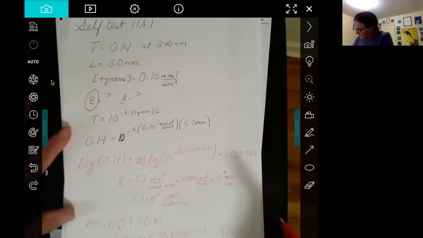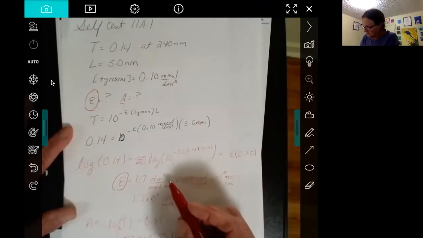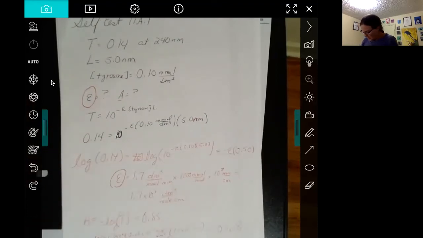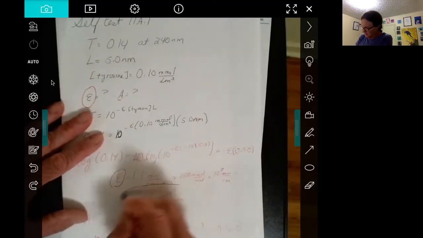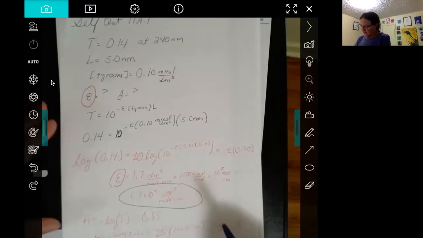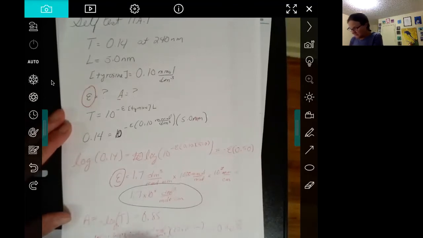I solved for epsilon, and I had it at first in decimeters cubed per millimole per millimeter, which would have been a fine unit, but your book says that it's more often given in decimeters cubed per mole per centimeter, so I converted it. In order to get the absorbance, I just plugged it back in, got an absorbance of 0.85. Actually, I just got the absorbance. I didn't even need the molar absorptivity coefficient.